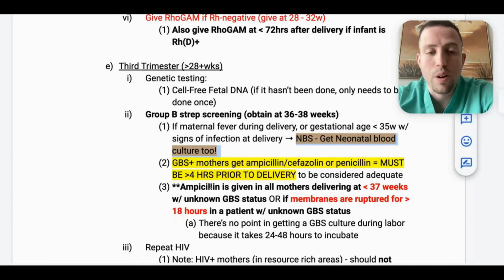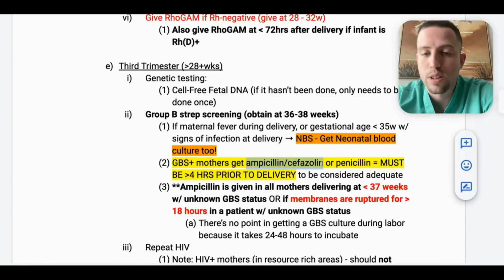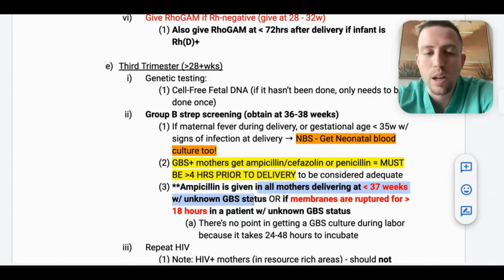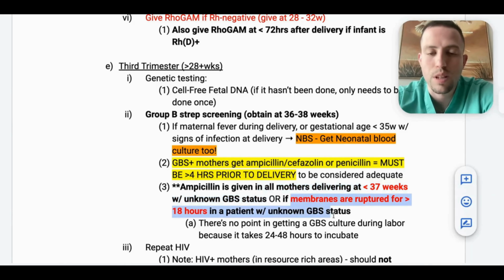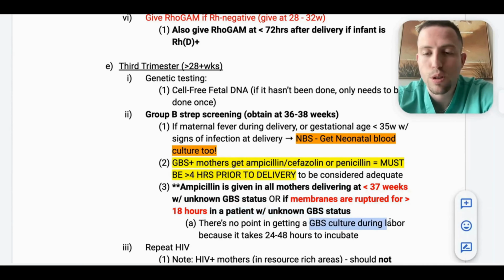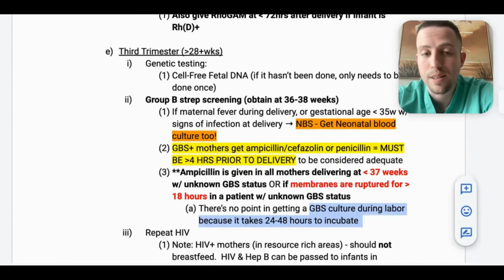Group B strep positive mothers get ampicillin, cefazolin, or penicillin, and must be greater than 4 hours prior to delivery to be considered adequately treated. It takes time to get to appropriate serum levels of the medication. Ampicillin is given in all mothers delivering at less than 37 weeks with an unknown Group B strep status, or if the membranes are ruptured for over 18 hours in a patient with unknown Group B strep status. There's no point in getting a Group B strep culture during labor because it takes 24 to 48 hours to incubate. So that's usually not the right answer.